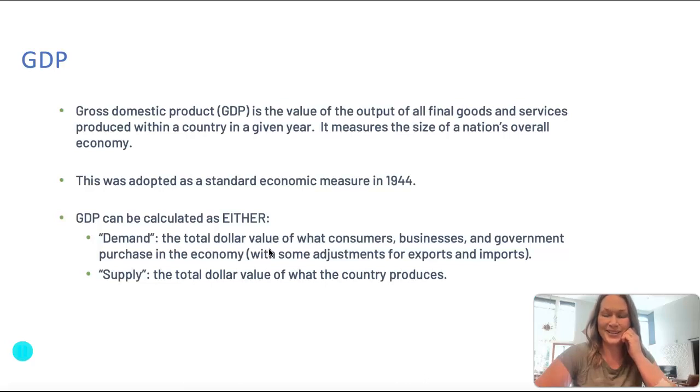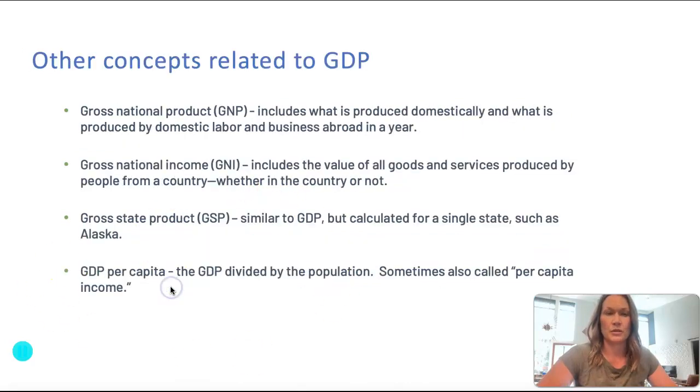The formula you would see most often if you're taking an introductory macroeconomics course would show the demand formula, which calculates the total dollar value of what consumers, businesses, and government purchase in the economy, with some adjustments for exports and imports. There are a couple other concepts that are very closely related to GDP, like the gross national product, which just reflects the value of all the goods and services American businesses produce, whether they produce it in the US or abroad. So a little subtle distinction between GDP or gross state product.